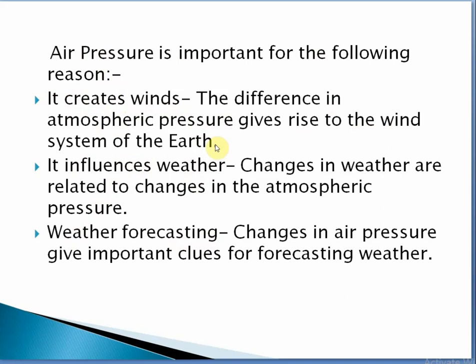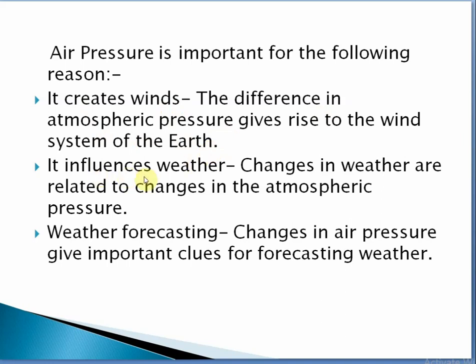While I was discussing air pressure, I spoke about the breeze, land breeze and sea breeze. The land breeze and sea breeze were because of the heating of the land and the water. When air gets heated, the heated air rises up, and as a result the cool air blows to the place where the hot air rises up, causing wind. Similarly, the difference in atmospheric pressure gives rise to the wind system of the earth. It is because of the difference in air pressure that wind blows on our earth.